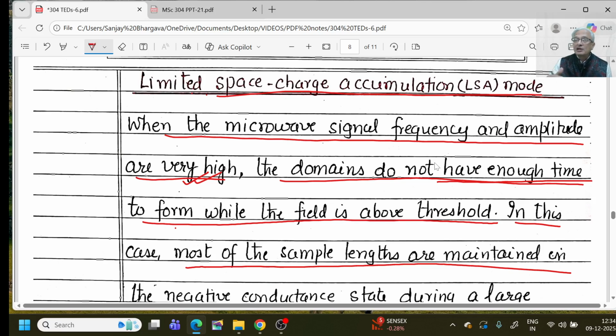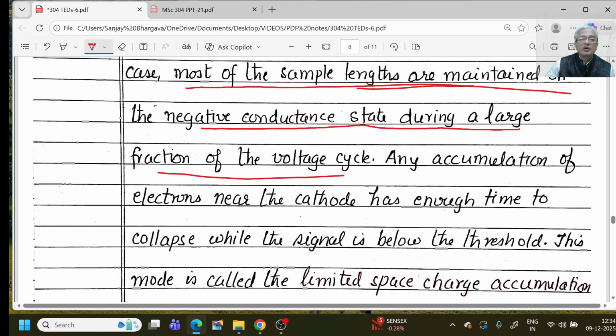अभी तक हमने क्या पढ़ा था? डोमेन फॉर्मेशन कब होगा? जब when the field is greater than the threshold. और यहां पर क्या हो रहा है? जब तक फील्ड थ्रेशोल्ड से ज्यादा है तब तक डोमेन के पास डोमेन बनने का सफिशिएंट टाइम ही नहीं है. In this case, most of the sample lengths are maintained in the negative conductance state during a large fraction of voltage cycle. तो हम क्या करते हैं? Sample length is maintained at negative conductance state.